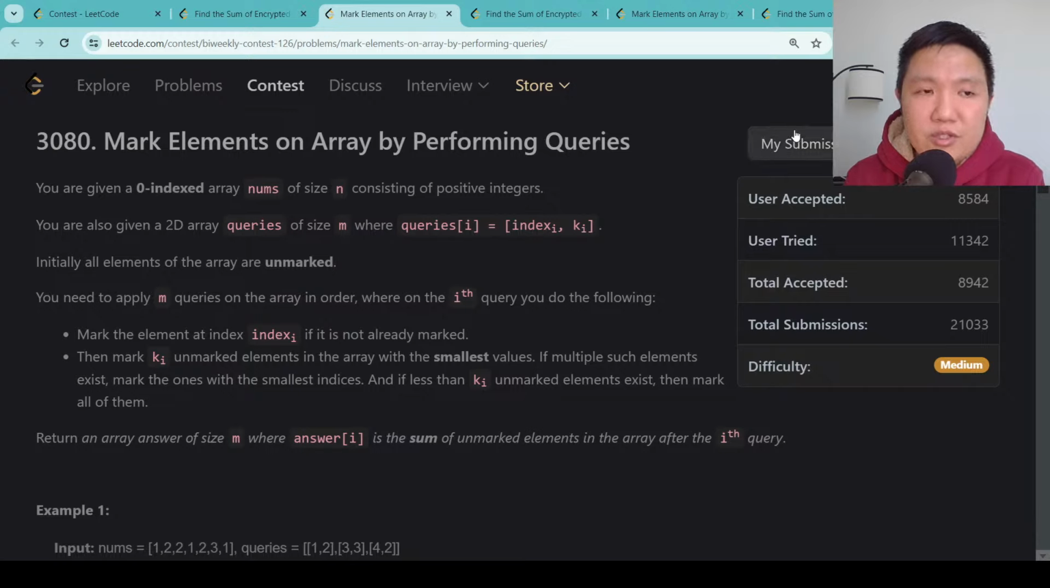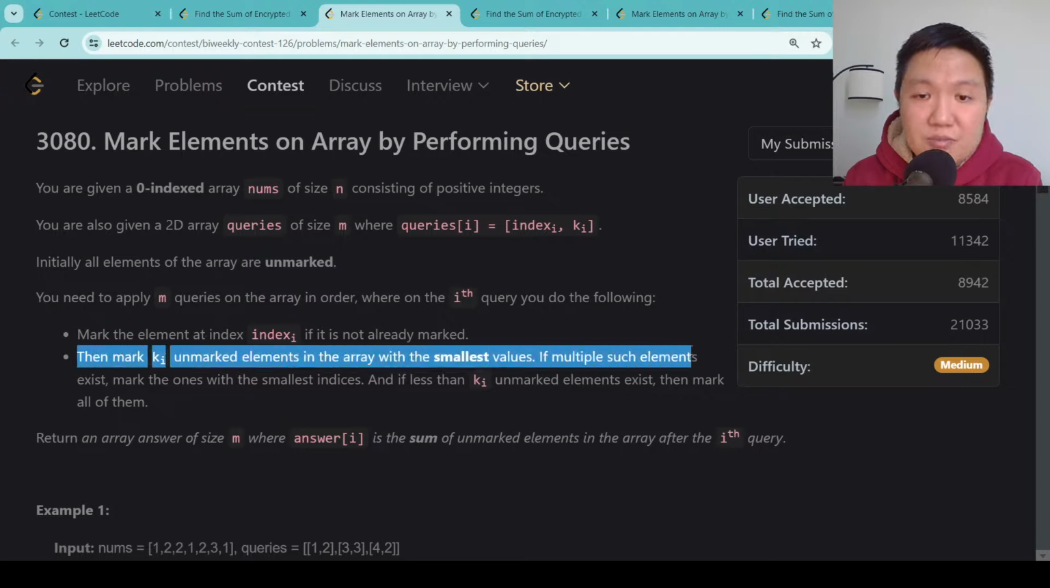Okay. Question 2. Mark elements on array by performing queries. You're given a 0-indexed array nums of size n of positive integers. This part is actually important. Positive integers. You're given a 2D array queries of size m, where queries[i] equals [index_i, k_i]. Initially all elements are unmarked, and then you have to mark them using the following strategy. For every query, you mark the element at index_i, if it's not already marked. And then mark k_i unmarked elements with the smallest values. If multiple such elements, mark the ones with the smallest indexes. If less than k_i exist, then mark all of them.